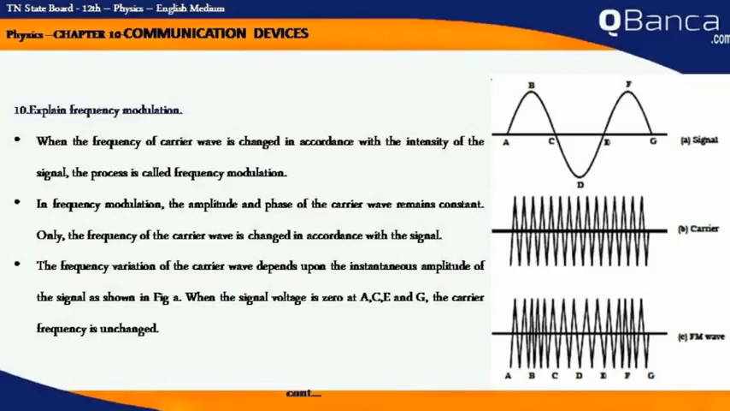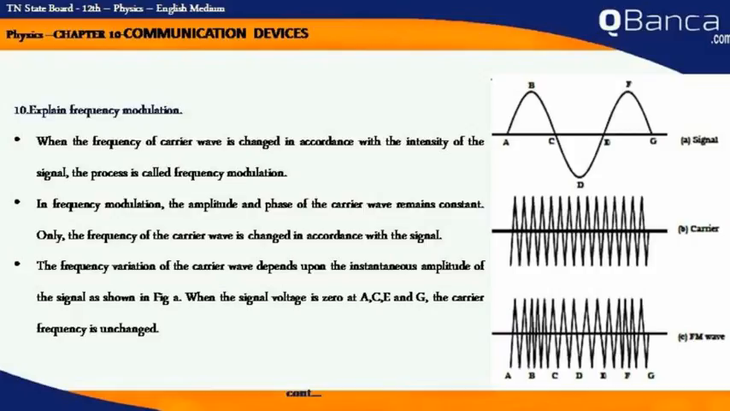Explain frequency modulation. When the frequency of the carrier wave is changed in accordance with the intensity of the signal, the process is called frequency modulation. In frequency modulation, the amplitude and phase of the carrier wave remain constant. Only the frequency of the carrier wave is changed in accordance with the signal.